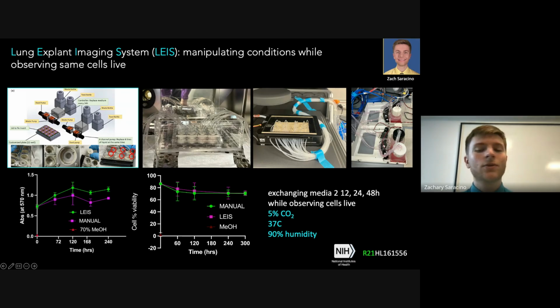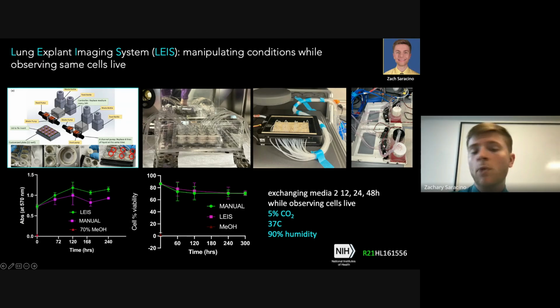And so that led us to the infamous Lung Explant Imaging System, or LEIS, that we developed and optimized, which allows us to manipulate conditions while observing the same cells live. As you can see in the top row of images, you have the schematic of the LEIS as well as the inner workings. And then you also have the typical setup that we have in both the incubator and the stage top incubator at the microscope. The setup is similar to before within the plate, where in my case, I use a 12-well plate. But you have an insert on top with an inlet and an outlet connected to tubing that goes through a peristaltic pump.